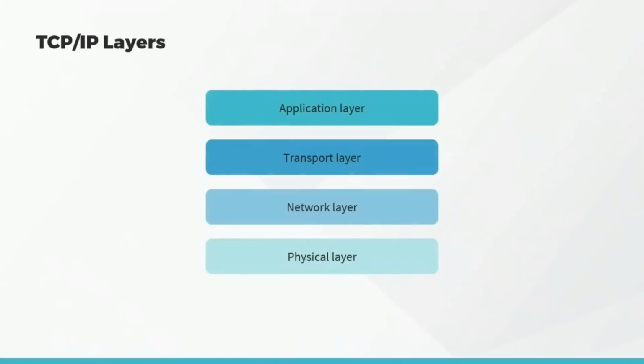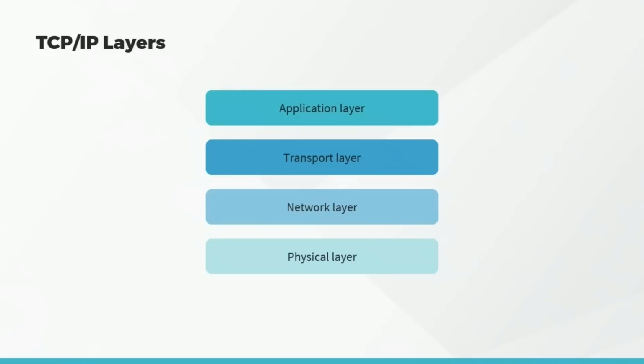Coming back to the layers of TCP/IP, there are four: the application layer, the transport layer, the network layer, and the physical layer. And this is sometimes referred to as the data link layer. But each layer has its own specific job, if you will.